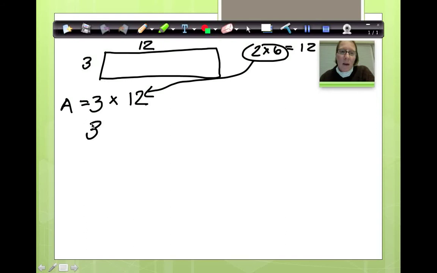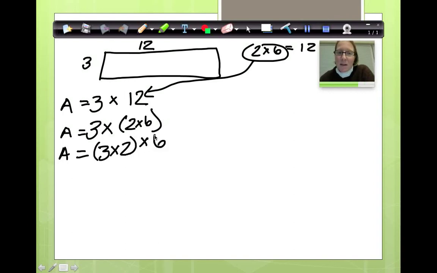So let's put 2 times 6 in place of 12, and let's see what happens. 3 times 2 times 6. Well, this would be the associative property. They have the same signs, and if they have the same 2 signs, then we can move around the parentheses. They can be friends with somebody else, associate with somebody else, and we'll still get the correct answer. So let's do that. Instead of having them be friends with the last 2, let's have them be friends with the first 2.